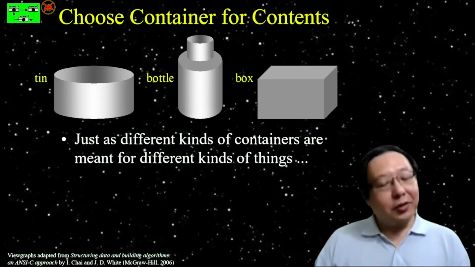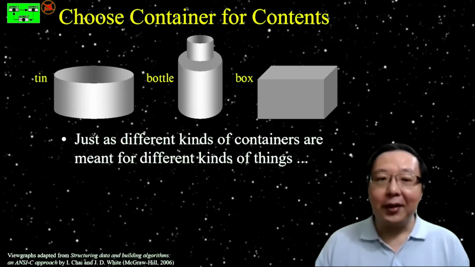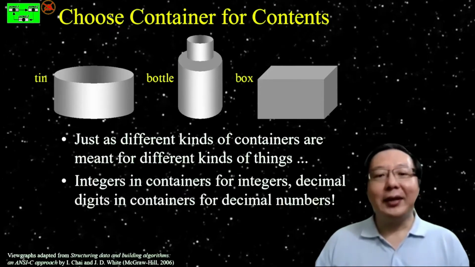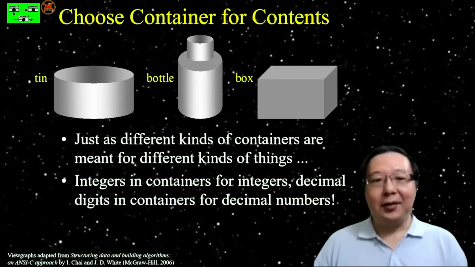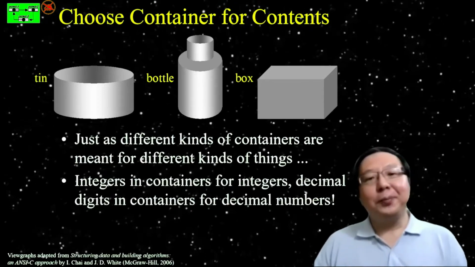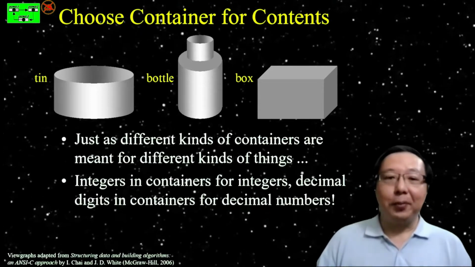So, just as we have different types of containers to put different kinds of things in, we can have different types of variables to put different types of values in. An integer variable to put integers, and floating point variables to put floating point.